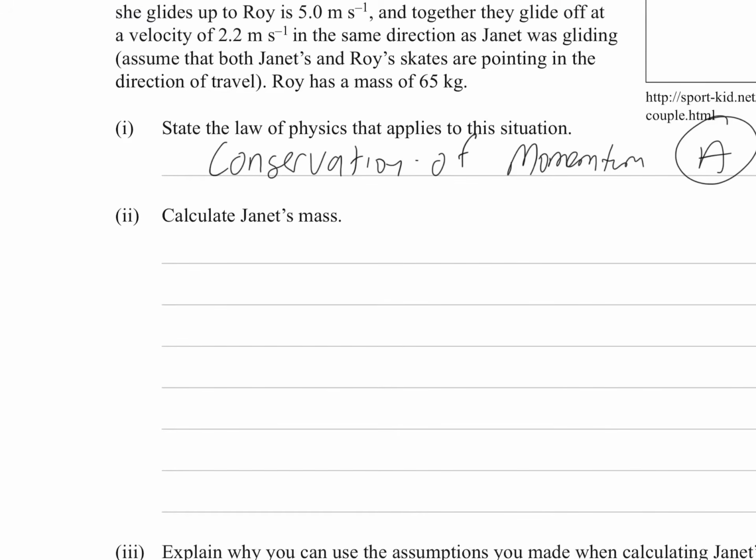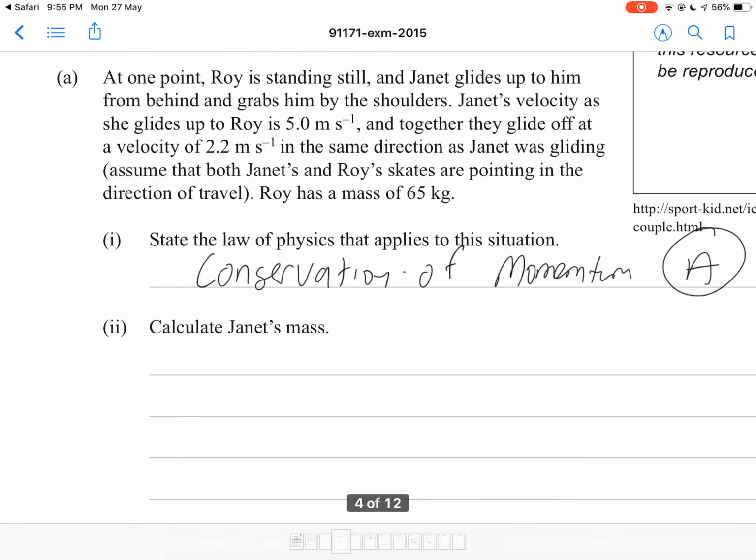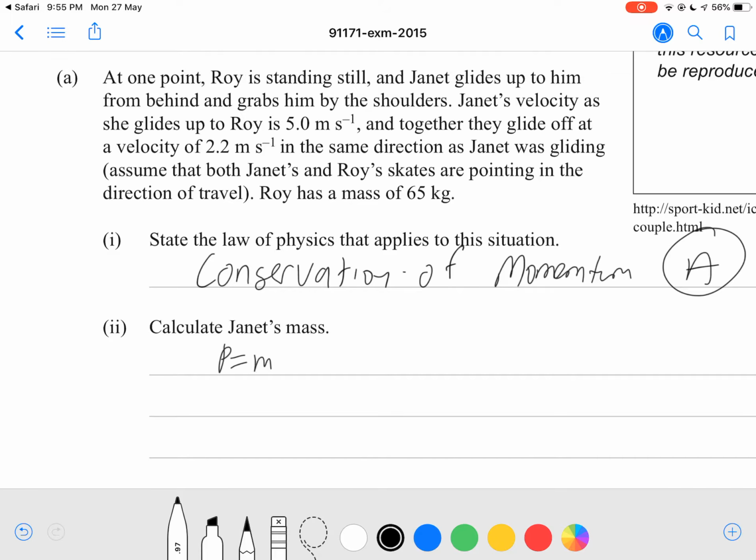Alright, so calculate Janet's mass, okay? So basically, we know that p equals mv, and that the initial momentum is equal to the final momentum, okay? The initial momentum is equal to, so Janet is gliding up at an unknown mass, but it's a known velocity, okay? So Roy is standing still, okay? So basically Roy doesn't have any momentum, okay? Roy is standing still. So no matter how heavy Roy is, the momentum is still going to be 0.